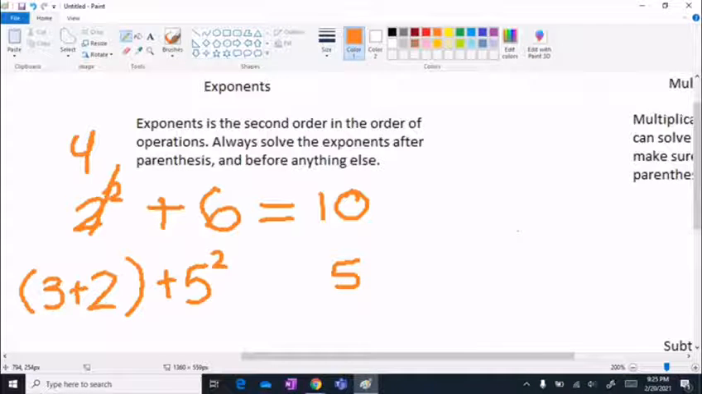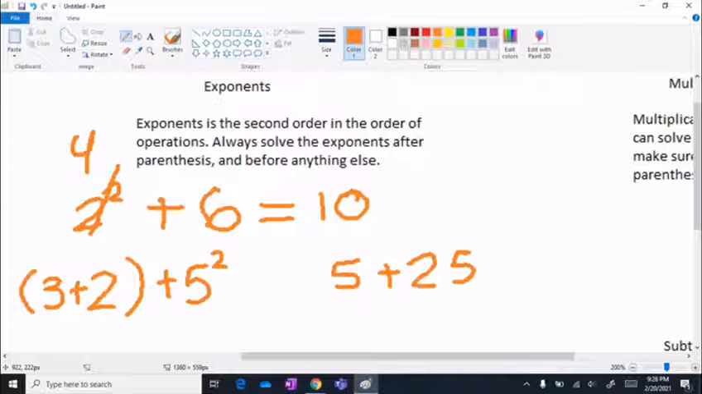Now 5 to the power of 2 is 5 times 5, not 5 times 2, 5 times 5. So to solve this, just do 5 times 5. And if you don't already know, 5 times 5 is 25. So we're going to add 25. This is our final answer.